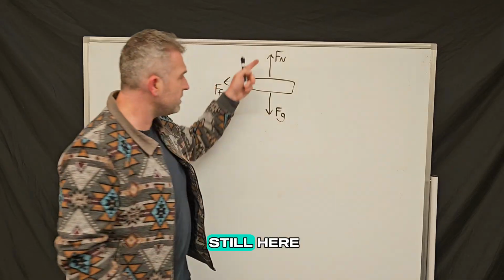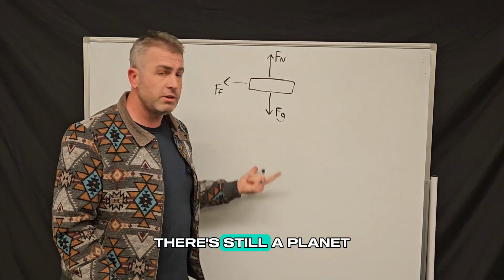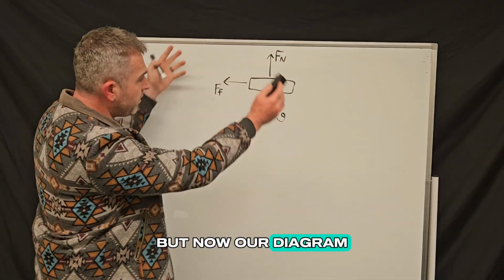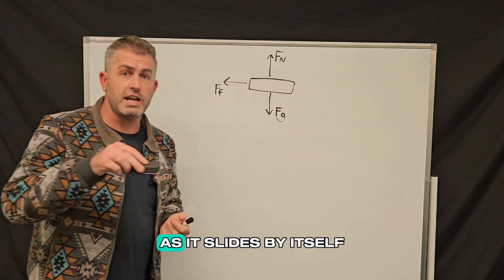Are these two forces still here? Of course, it's still on a desk, so there has to be a normal force. There's still a planet Earth beneath us, so it has to be pulled down with gravity. But now our diagram looks like this. There's no more applied force. There's just the force of friction as it slides by itself.